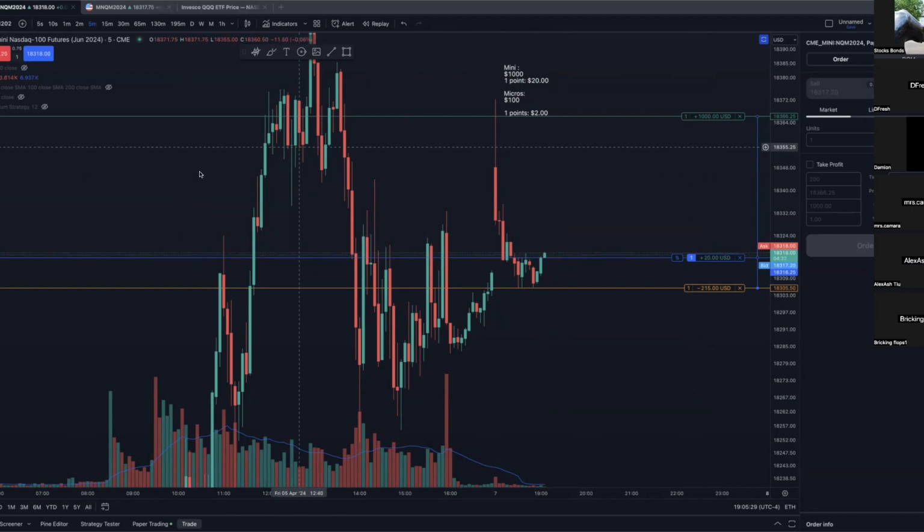Quarterly expirations apply only to micros? No, it applies to minis and micros, both altogether. Quarterly expirations for S&P 500 futures apply to both minis and micros.